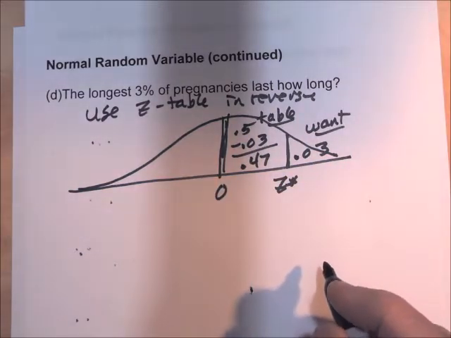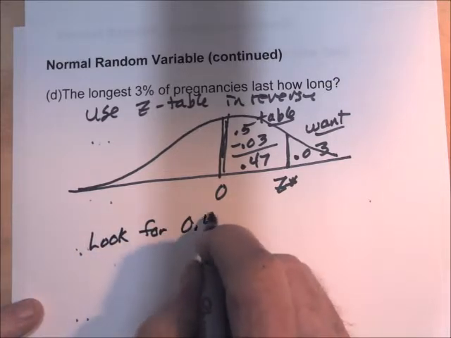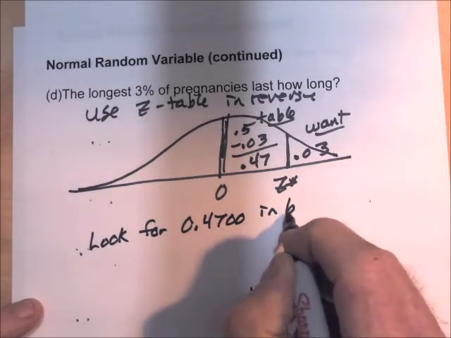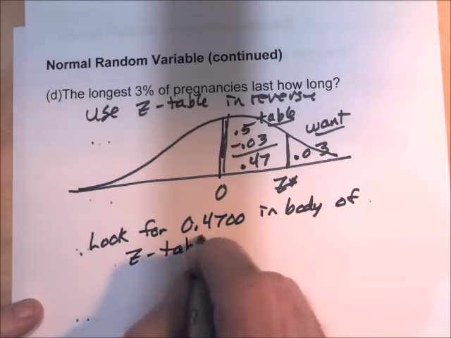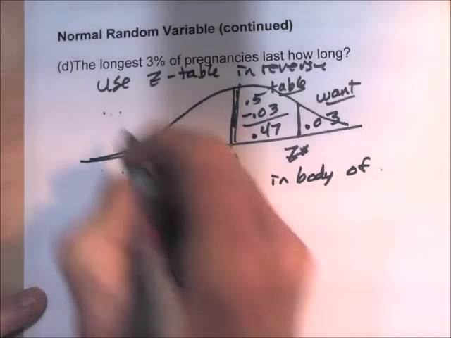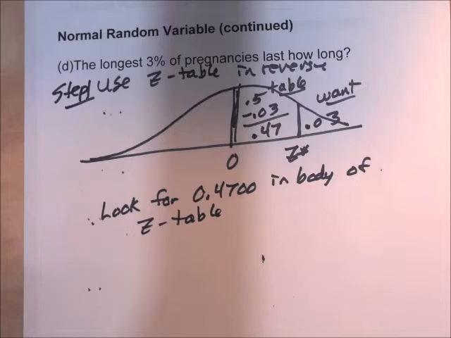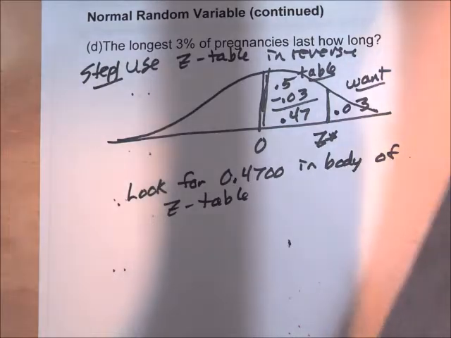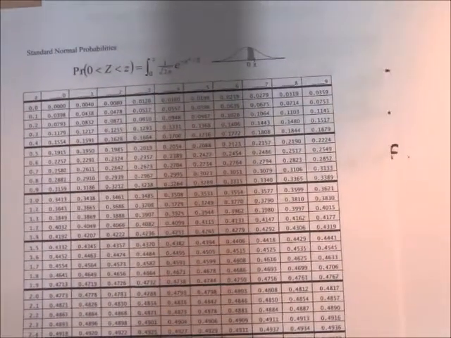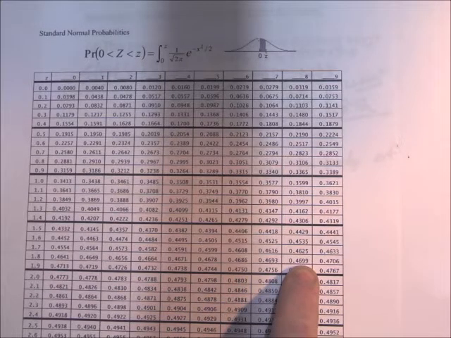So we want to look for 0.4700 in the body of the z table. Okay, so let's call this step 1. Let's get the z table. We're looking for 4700 in the body, and it's not there exactly. The closest numbers are 4699 and 4706.